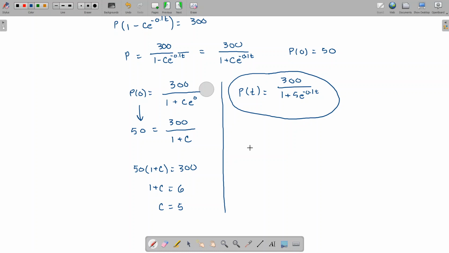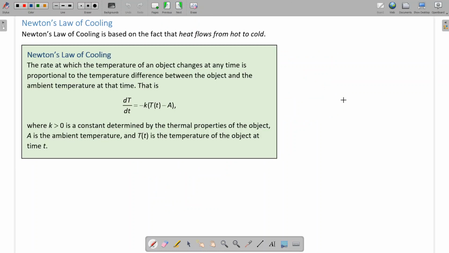Okay, I think we have another application, and I believe this is our last one. So this is Newton's law of cooling. It states that Newton's law of cooling is based on the fact that heat flows in the direction of hot to cold. So Newton's law of cooling says that the rate at which the temperature of an object changes at any time is proportional to the temperature difference between the object and the ambient temperature at that time. Ambient temperature meaning like the room temperature.